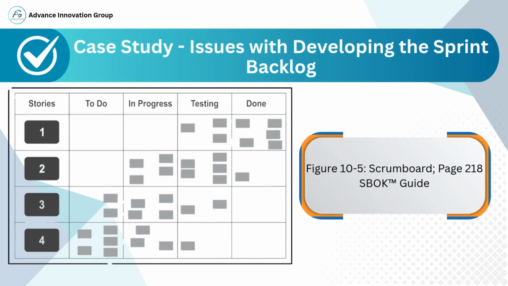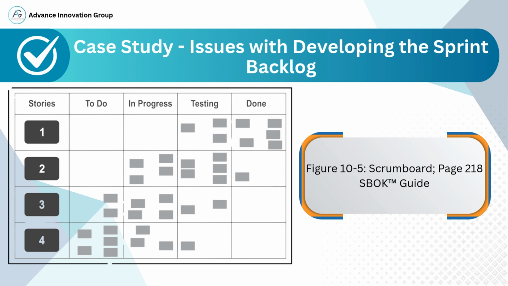This slide shows a Scrum Board, a visual tool used by agile teams to track the progress of work items during a sprint. The table displays 4 user stories on the left, stories 1 to 4, and the progress of tasks associated with them under columns: To Do, In Progress, Testing, and Done. From the board, we can observe the following issues.